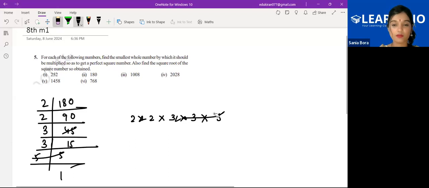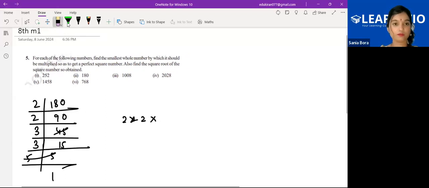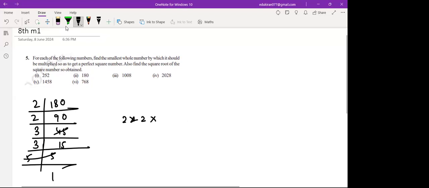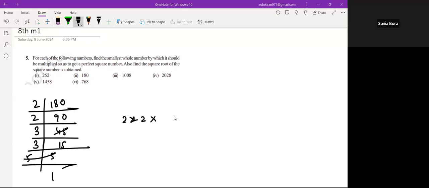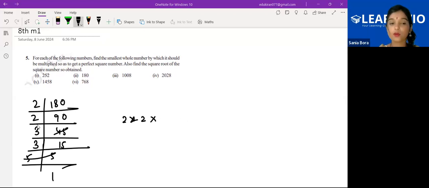I don't know what's wrong with my writing pad. Let me just write it again. I'll write it here again because that was not clear. I think this is clear now, right, everybody? Is it clear to everybody what I did, the prime factorization? Yes. So the prime factorization was 2, 2, 3, 3, 5.